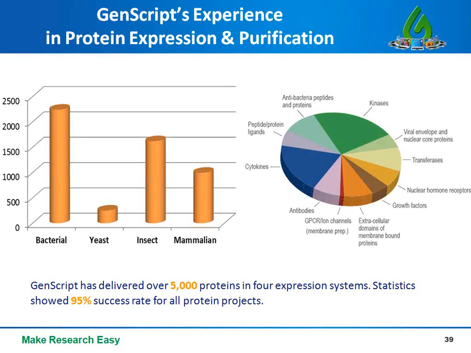So far, GenScript has delivered over 5,000 proteins in 4 expression systems. Our statistics showed 95% success rate for all protein projects. The left side chart shows you the number of proteins expressed in bacteria, yeast, insect, and mammalian cells separately. The right side pie shows the percentage of different types of proteins that have been successfully produced at GenScript, including some difficult proteins such as transmembrane proteins, proteases, etc.